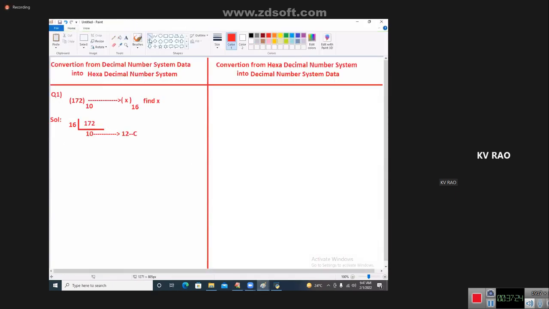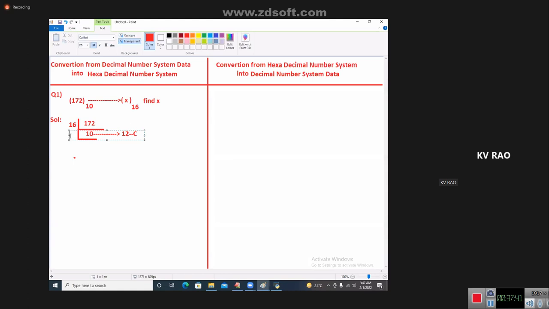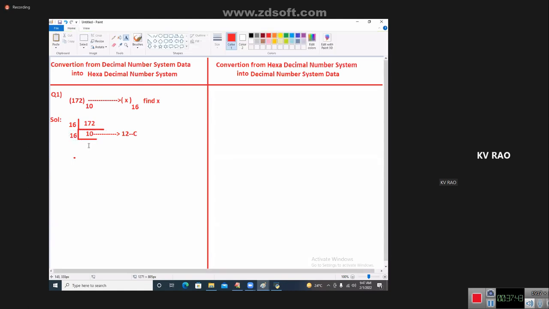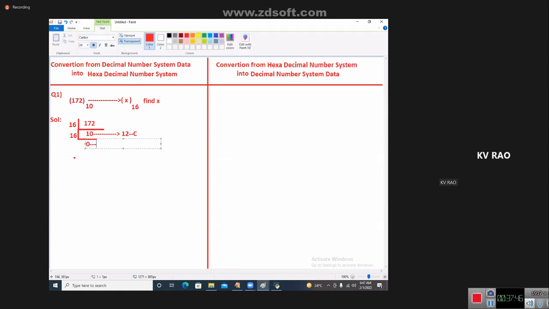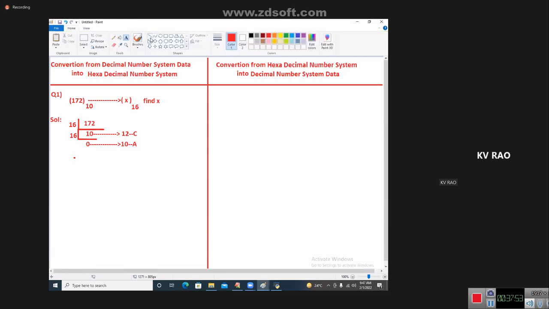Okay. Next is one more type of style here. I'm writing there. So here I'm taking 12. What is the number there we are having? 16. I'm taking 16. There I would like to take 0. 10 is coming. 10 is nothing but what here? A. So you need to take the values like this.